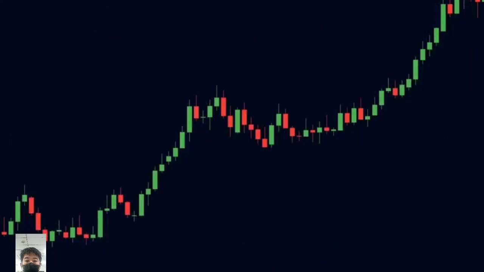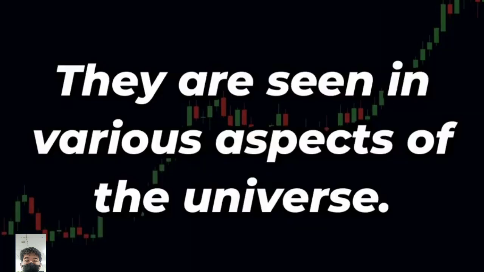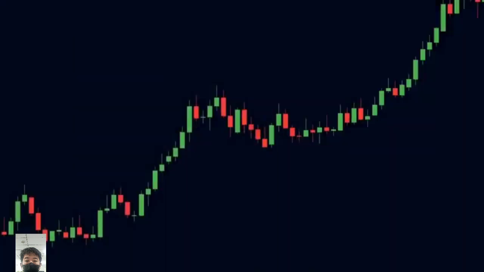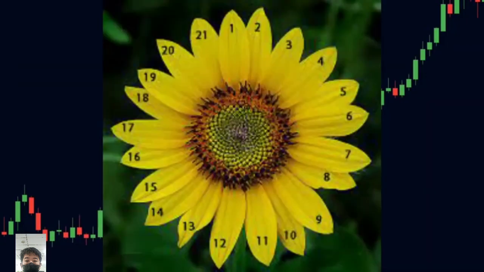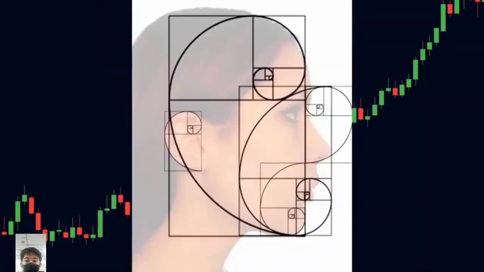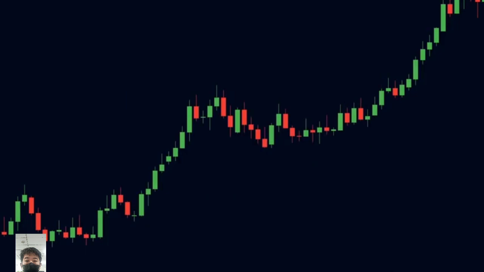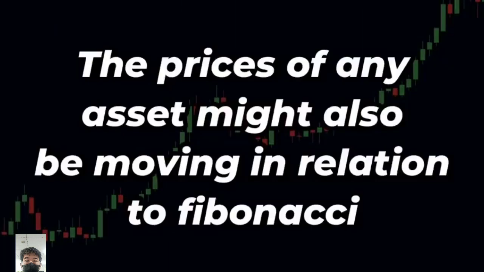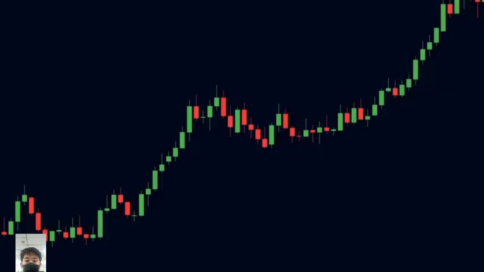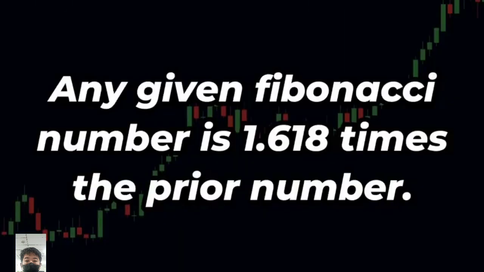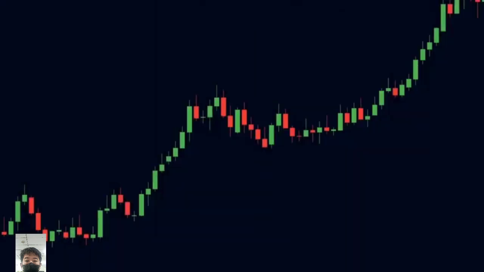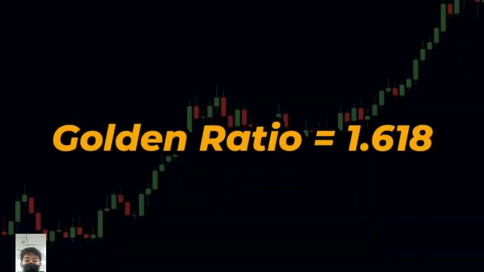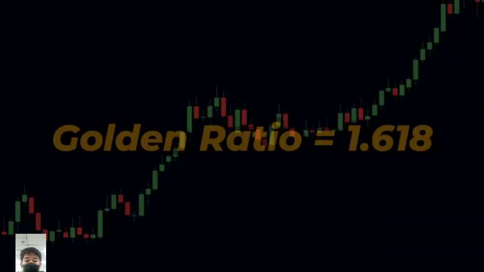The reason why these numbers are important is because they are seen in various aspects of the universe. Ancient architecture, petals on flowers, the shape of our faces and body, are all in some way associated with Fibonacci. Therefore, the advocates of Fibonacci state that the prices of any assets might also be moving in relation to Fibonacci. If you calculate, you will find that any given number in the Fibonacci series is 1.618 times the previous number. Therefore, the number 1.618 is called the golden ratio.